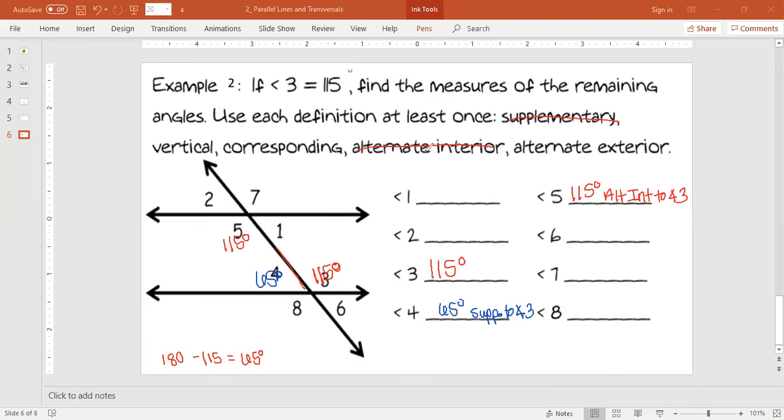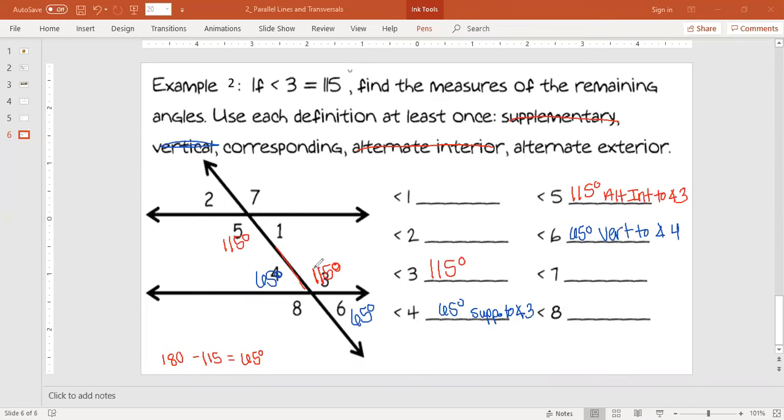Let's see what else I can use. All right, angle 6. How can we prove angle 6? Well, angle 6 is supplementary to 3, but even easier than that, angle 6 is vertical to angle 4. So if angle 4 is 65, angle 6 is also 65 degrees because they're vertical. So we can say it's 65 degrees because it's vertical to angle 4. So now we've used vertical.